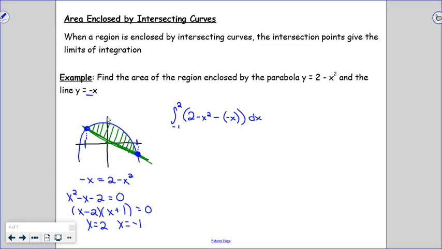Questions so far? All right, let's go ahead and evaluate this integral. I'm going to rewrite mine in standard form just because it cleans it up a little bit. Power rule on each of those terms. I've got -1/3 x cubed plus 1/2 x squared plus 2x evaluated from -1 to 2. Plug in 2, plug in -1.